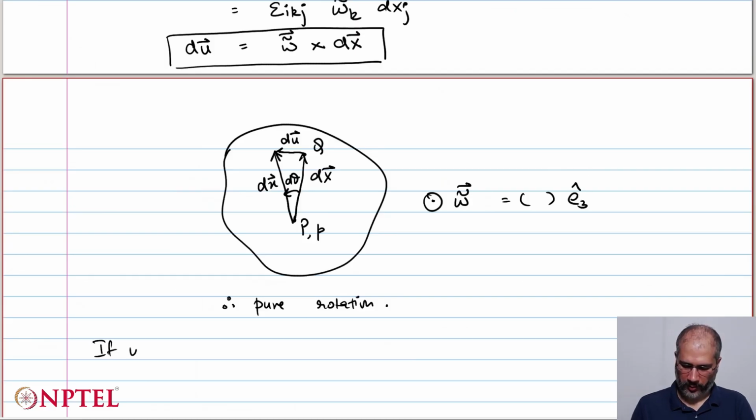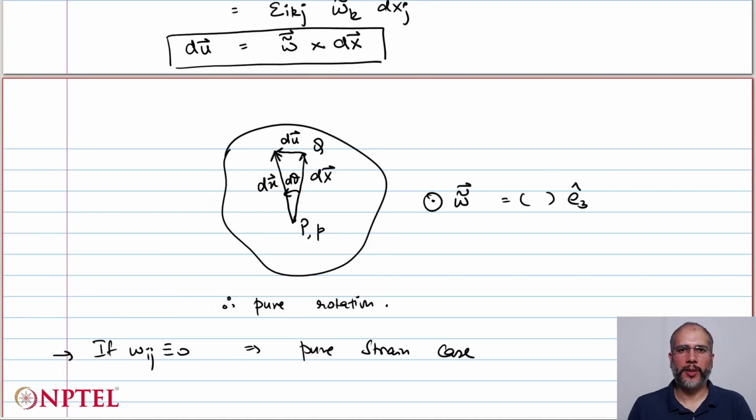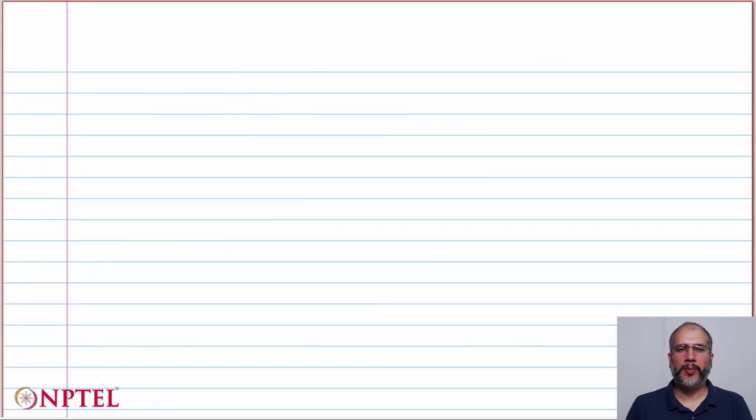And of course, if omega ij is 0, this implies it's a pure strain case. That means that there is no pure rotation. All we have is stretching and shearing. So stretching is where the sizes change, and shearing is when the angles between two perpendicular elements change. Right, so this completes the first half of today's discussion, which was on infinitesimal rotations and the corresponding rotation tensor and vectors. The second part of today's lecture will be on compatibility.